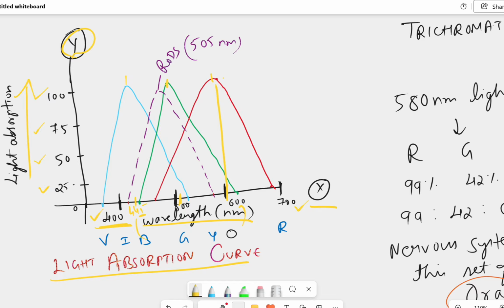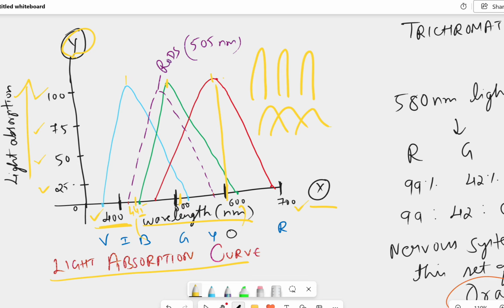What you need to understand here is that these curves are broad and overlapping, and they are not narrow. So we have not drawn the blue, green, and red cones as separate narrow peaks. There is overlapping of the blue, red, and green curves. All three curves are overlapping, and this is very important for understanding color perception.